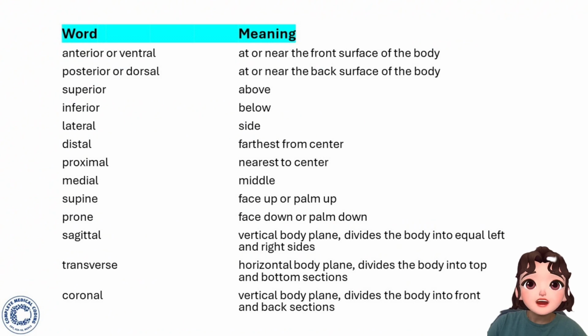Okay. Then superior and inferior. Superior means above, inferior means below. Now, lateral, distal, proximal, medial, all these are also important. Lateral means on the side portion of the body. Distal means farthest from the center, and proximal means nearest to the center. Medial means middle.